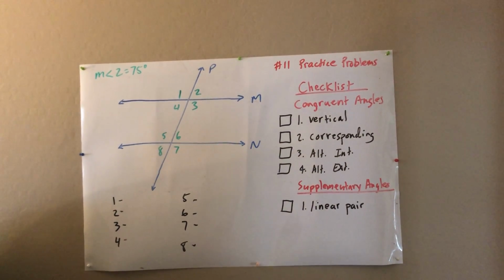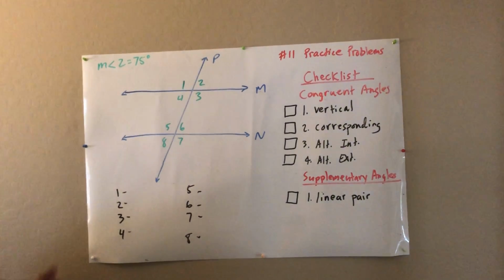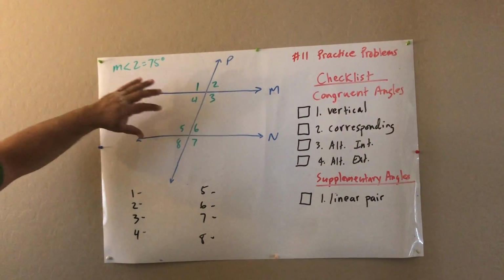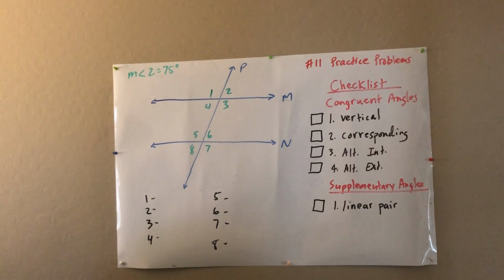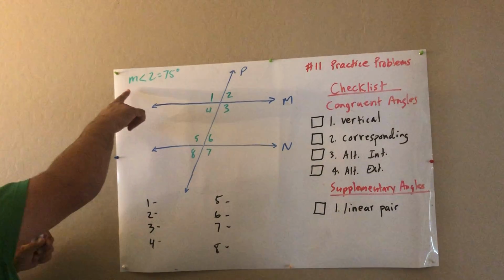I'm going to do practice problem 11 from your practice problems today. This is the most basic geometry problem involving transversals, a transversal crossing two parallel lines. All the problem gives you is this right here.